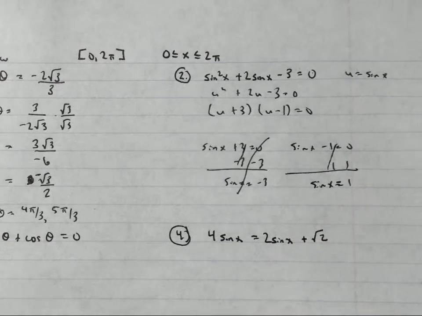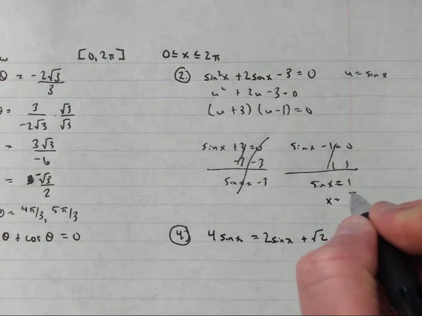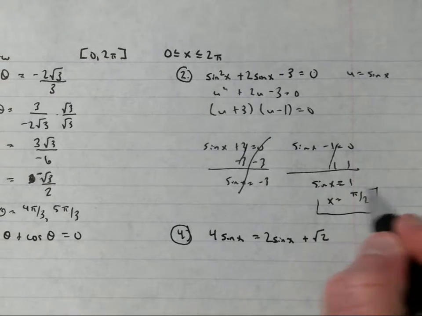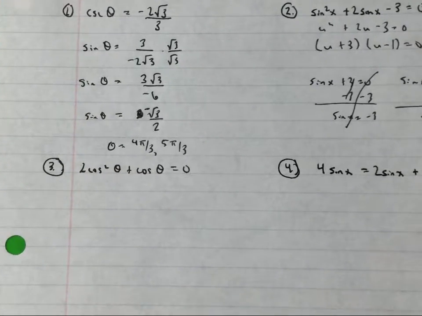Where would my y value equal 1 on the unit circle? Pi over what? Pi over 2 at 90. 0, 1. Okay? So your only answer is pi over 2. Number 3. Can I combine a cosine squared and a cosine?